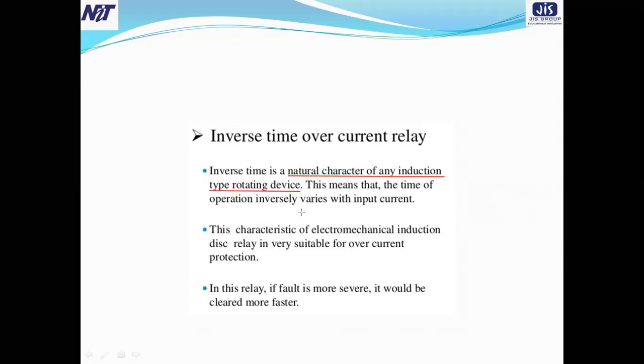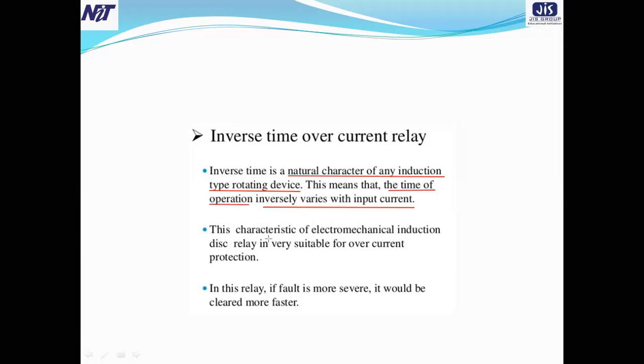Okay, so what is the meaning of that? You have to realize that also. It means the time of operation inversely varies with input current. The most important part, with the help of this, you could realize what actually this inverse time is. The time of operation inversely varies with input current. That is one of the most important properties of the inverse time overcurrent relay.